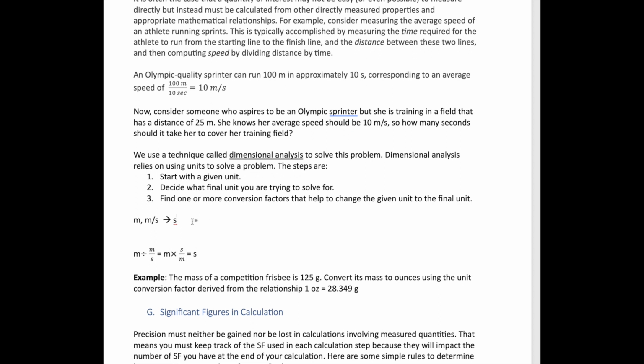Now, what does that mean in terms of solving our problem? We need to take the number that has the unit meter, which is 25, and divide it by the number that has the unit meters per second, which is 10. So you end up getting 2.5 seconds. But you can see that I didn't know anything about how to calculate speed or time or distance. All I know is the units. I know the unit that I need to get to.